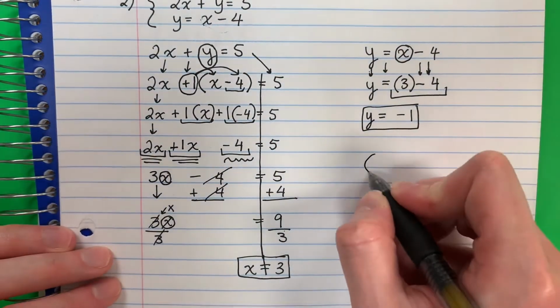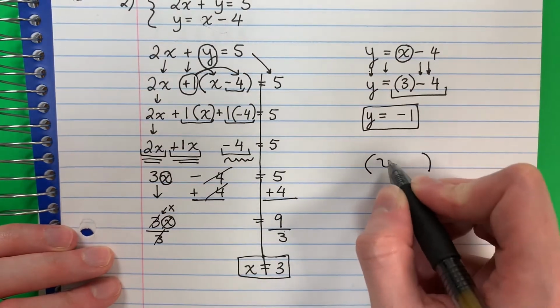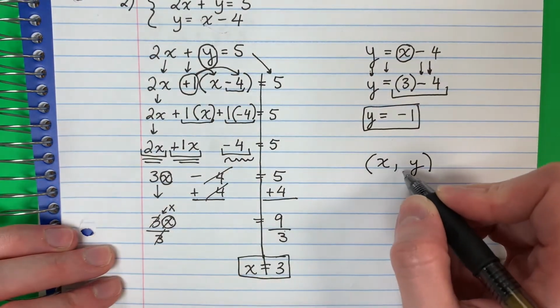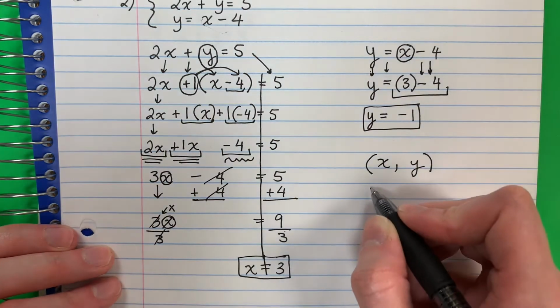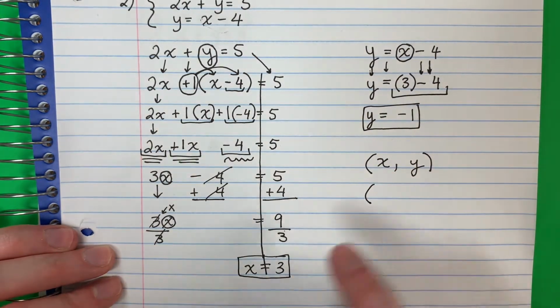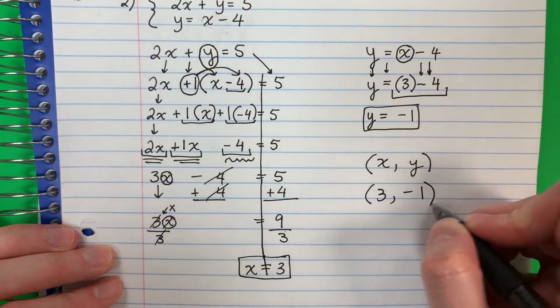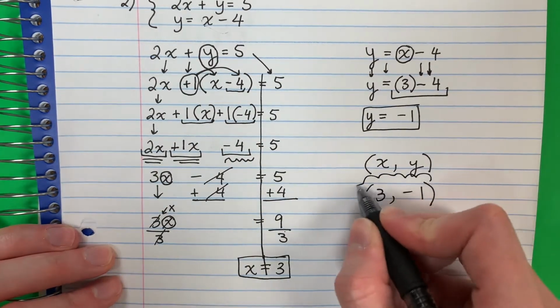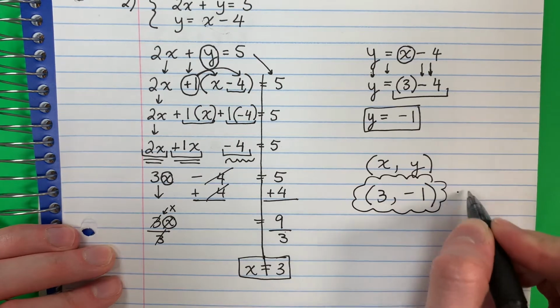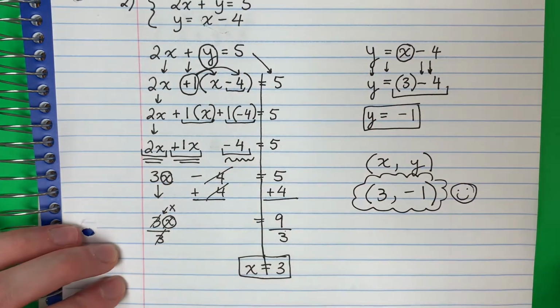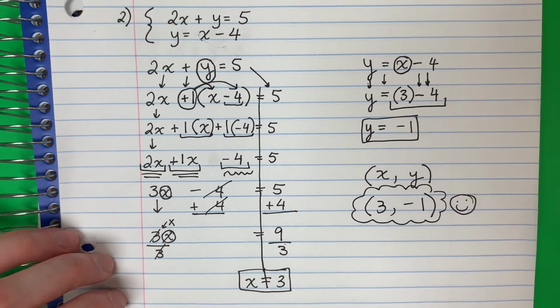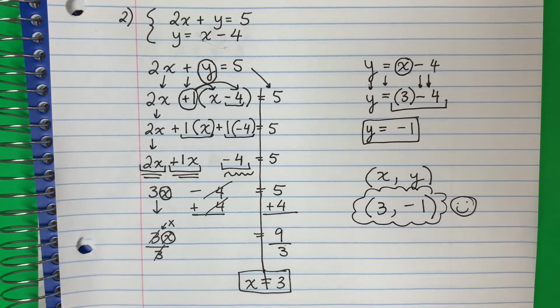My final step, mi último paso, is to do an ordered pair. So parenthesis x comma y parenthesis. So I will do parenthesis x is 3, comma, y is -1, close parenthesis. This is my final answer. Easy. Let's go ahead and do question 3.